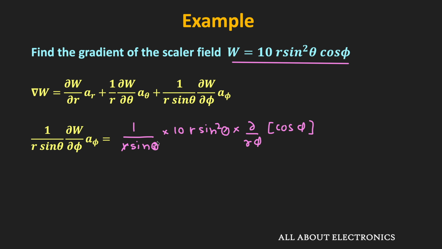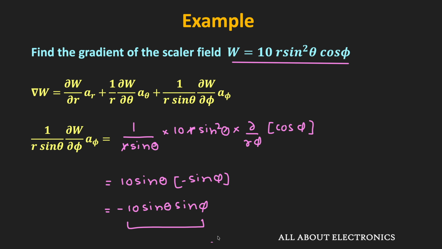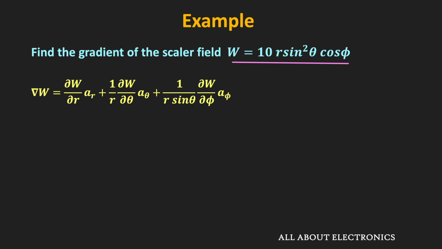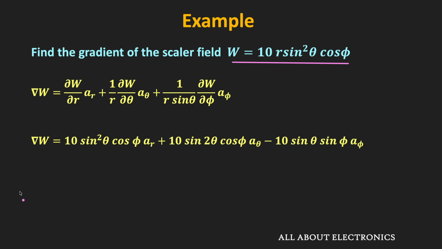Here, the r will get cancelled out and we will have 10 times sin theta, and we know that the differentiation of cos phi is equal to minus sin phi. Therefore, this third term will be equal to minus 10 times sin theta times sin phi. That means this will be our third component. If we combine all the three components, then the gradient of the scalar field can be given like this. In this way, we can find the gradient of any given scalar field.